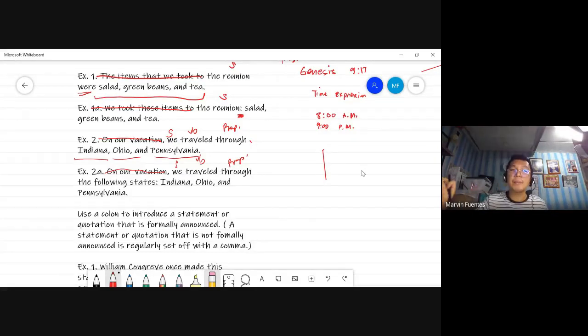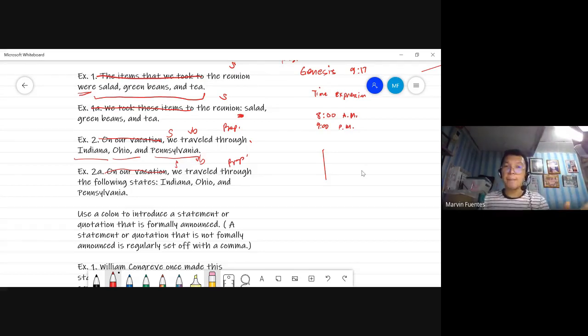Okay? Ang subject mo dito is "we," daw. "Kami ay naglakbay sa mga following states, Indiana, Ohio, and Pennsylvania." Bakit ka maglalagay ng pause? It is no longer clear.